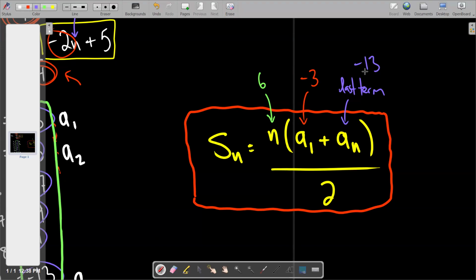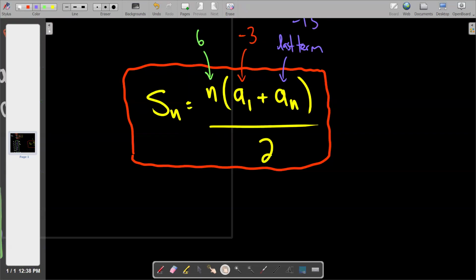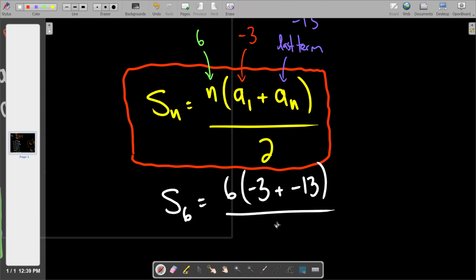If I can find all of those, which I can 100% of the time, then I can plug them in and put in my calculator, hit enter, and I'm done. So let's take a quick moment and see what this actually looks like. If we plug those numbers in, we're going to say the sum of these 6 terms is equal to 6, since there's 6 of them, times what 2 numbers added together? -3 and -13. And then we're going to divide by 2.